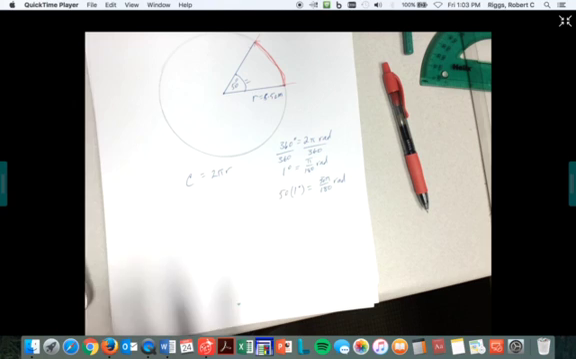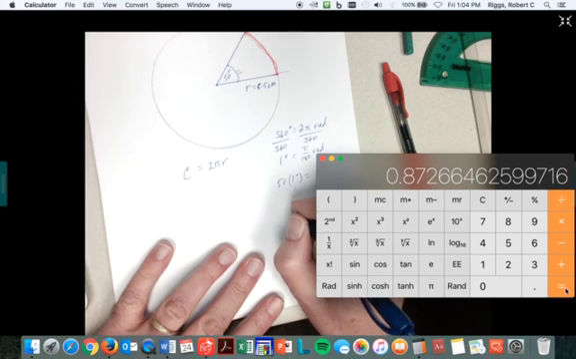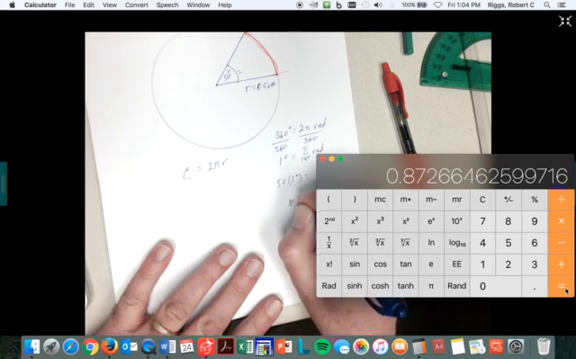I forgot my calculator, it's out in the car, but I can still do it this way. Does this have a pi key? Yes. So 50 times pi divided by 180 is 0.872. So the angle is actually equal to 0.872 radians.